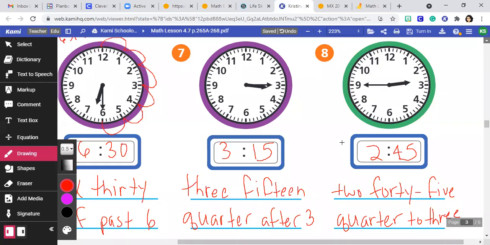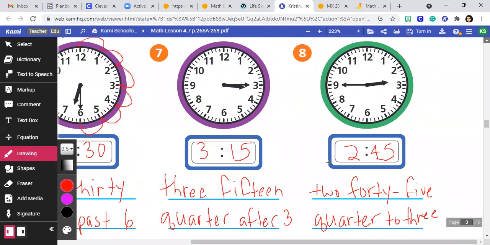Here's what I came up with. For number 7, there are 15 minutes past the hour. The hour hand is in between the 3 and the 4, so I know it's not 4 o'clock yet, which means it's still 3 o'clock. So this time on this analog clock is showing 3:15.